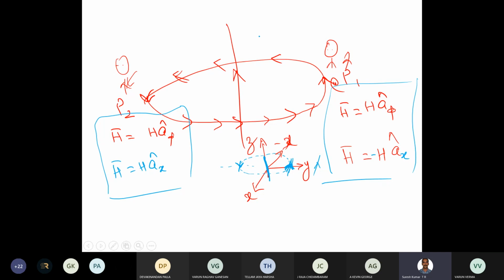In most cases you can use your right hand rule, but the problem is you need to clearly recognize, for the given coordinate system, what the direction of the magnetic field is: A phi or minus A phi, all this. Anyhow, next class we will solve some two examples. We will apply the same approach, and within a fraction of a second you will be able to tell.